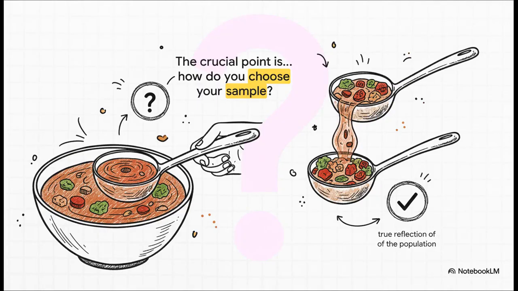And that right there brings us to the most important question of all. Seriously, everything hinges on this. When you dip that spoon into the soup, are you just getting broth, or did you get some of the meat and the vegetables too? The method you use to pick your sample, that's what decides if your results are a true reflection of the whole group or just a totally misleading snapshot.